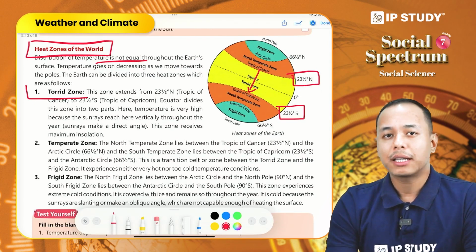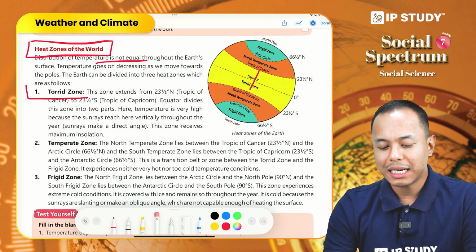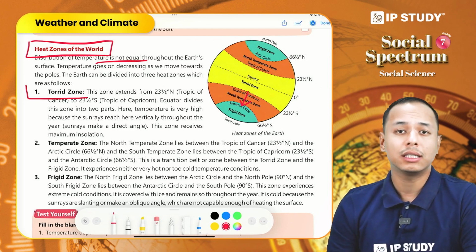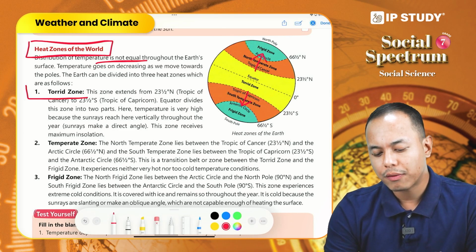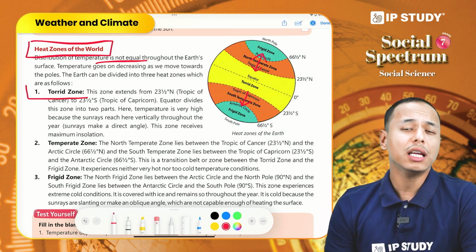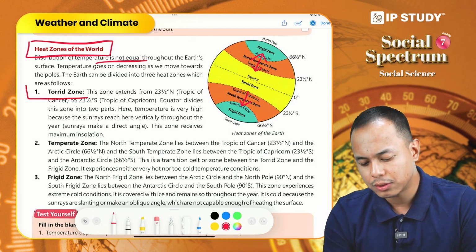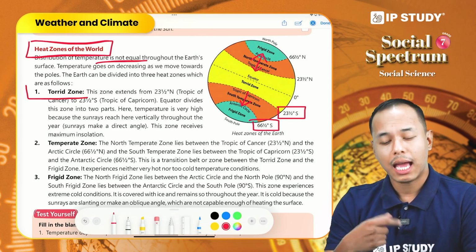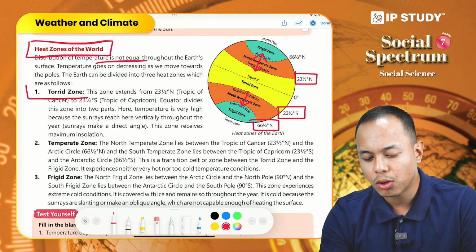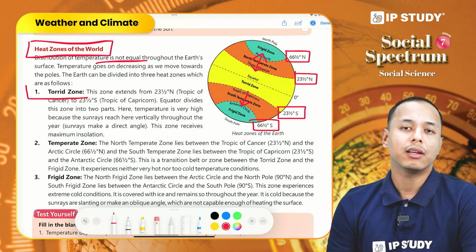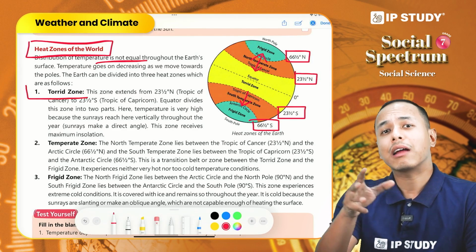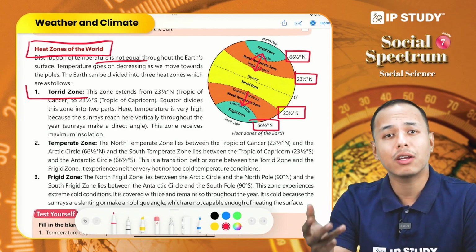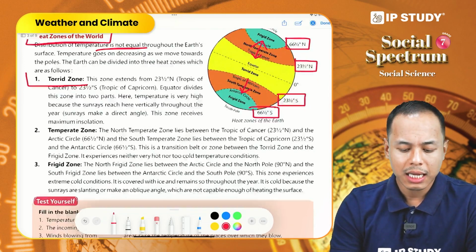Then comes the temperate zone. The temperate zone extends from the Tropic of Capricorn to the Antarctic Circle in the southern hemisphere, and from the Tropic of Cancer to the Arctic Circle in the northern hemisphere. Or in other words, we can say 23.5 degrees south to 66.5 degrees south, and in the northern hemisphere 23.5 degrees north to 66.5 degrees north. So this is a transitioning zone, or a zone of transition. The temperature here is neither very hot nor too cold. So this is the temperate zone.